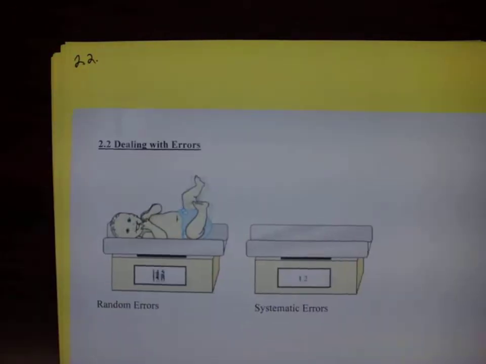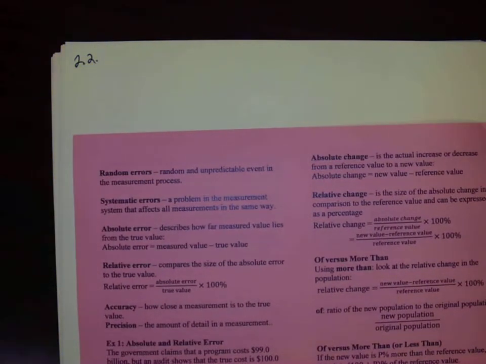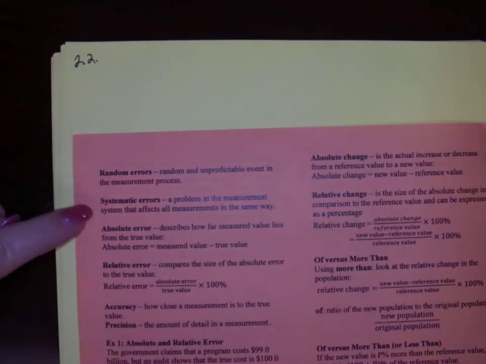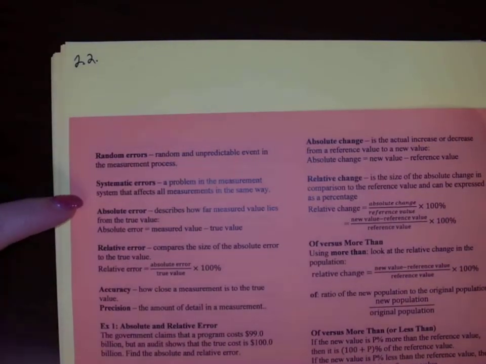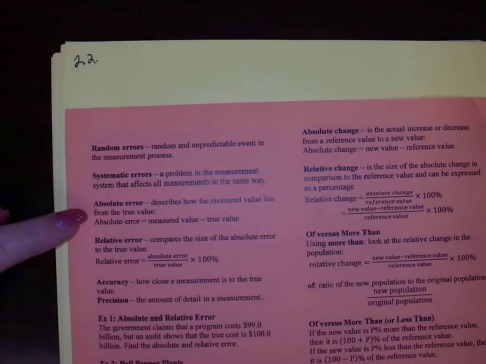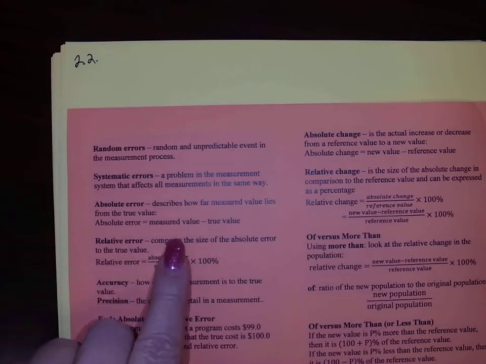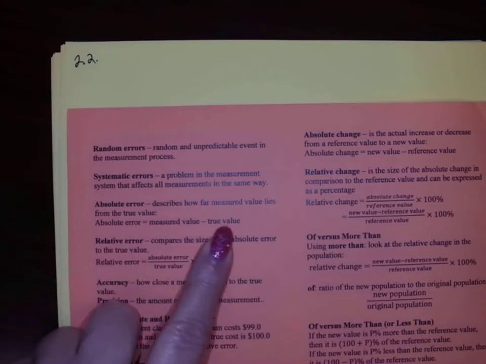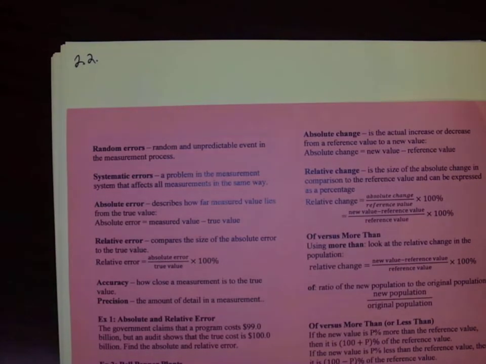All right, so let's go look at some more definitions. So random error, again, is a random and unpredictable event in the measurement process. Systematic error is a problem in the measurement system that affects all measurements in the same way. There's an absolute error. It describes how far a measured value lies from the true value. So the absolute error equals the measured value minus the true value. Then there'll be the relative error. It compares the size of the absolute error to the true value.